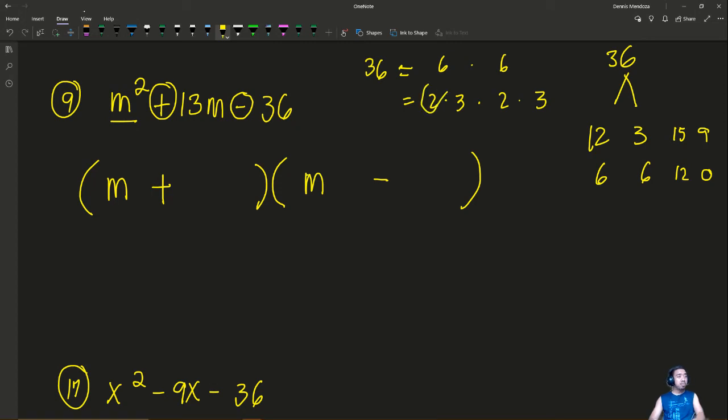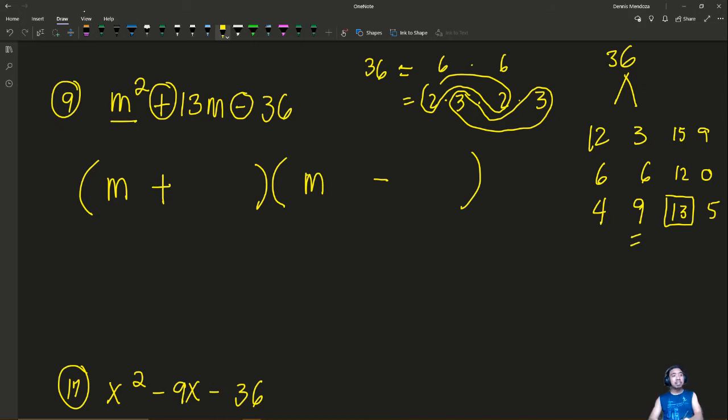How about this one? The 4 and 9. Let's try that. 4 and 9. Okay, 4 plus 9 is 13. And then 9 minus 4 is 5. So I think this is the factor because 13 suddenly appeared. So we will put 9 because this is the bigger, place it on the first quantity while 4 on the second quantity. Okay, so that's it. That's the factor of our m squared plus 13m minus 36.